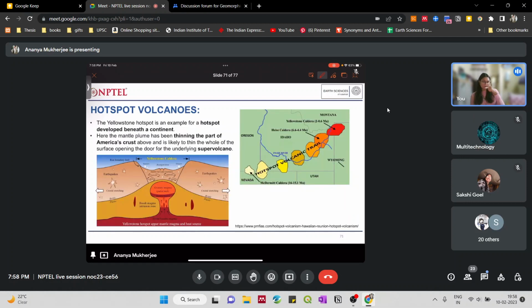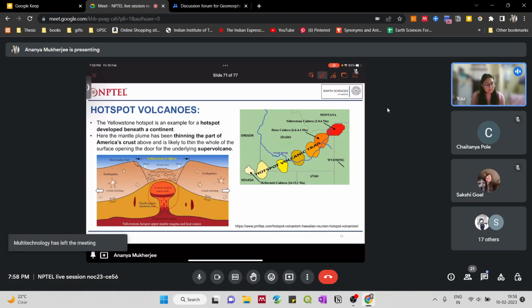This is another example, the Yellowstone caldera. You might have heard about different geothermal systems that are present in Yellowstone. It is because of the existence of the hotspot below Yellowstone, which is giving the heat for the geothermal systems that are present over there.